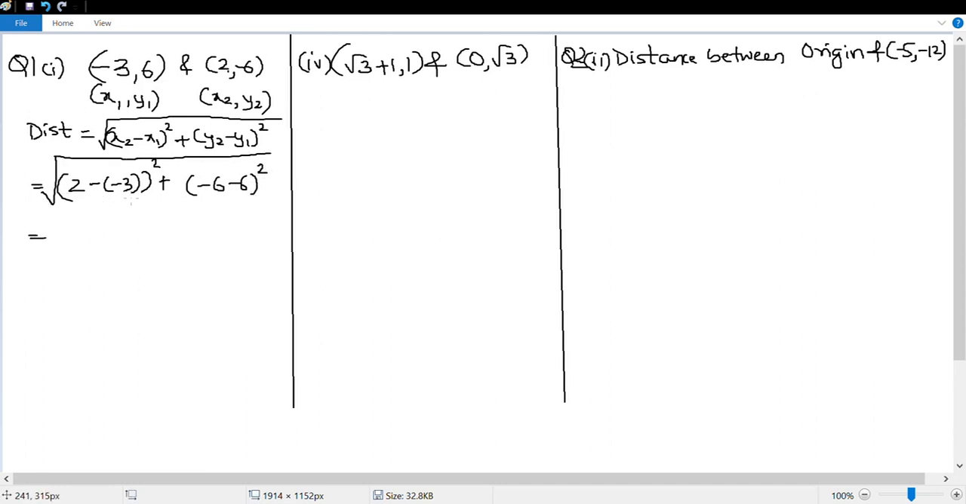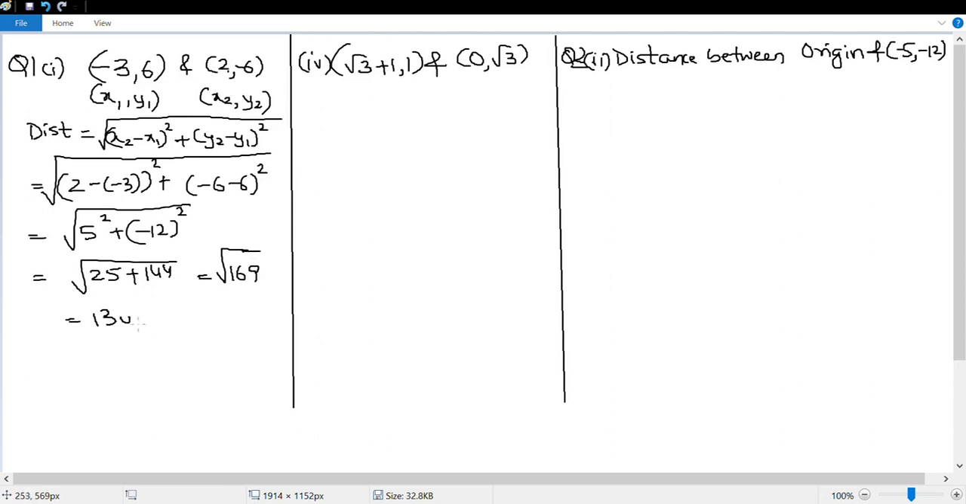So 2 minus negative 3 is 5, and 5 squared plus negative 6 minus 6, that's negative 12 squared, which means this is 25 and this is 144, which makes it the square root of 169, which is 13 units. So the distance between these two given points is 13 units. Let's look at the next question.